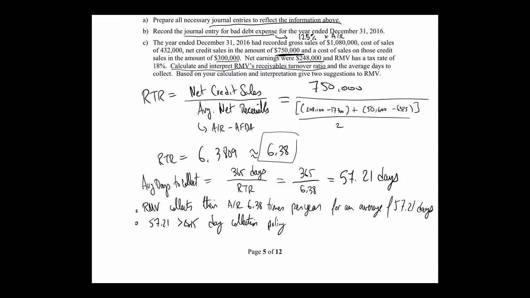So let's give them some advice. How can they improve this? Well, suggestion 1 is find better quality customers to lend to, and you can do that by credit checks or credit history. Or suggestion 2, give sales discounts for timely payment.